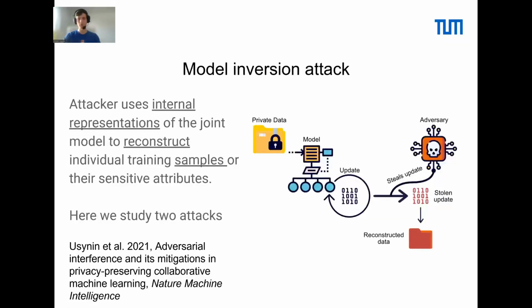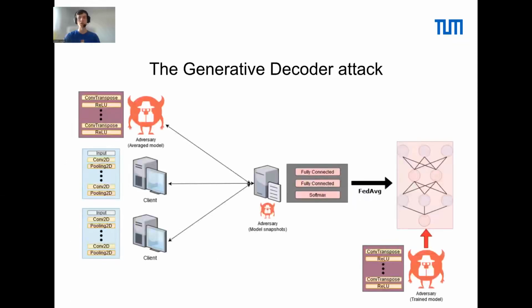In this work, we consider two different variations of the model inversion attack. What the model inversion attack does is capture some internal representation of the trained model, or the model in training, and leverage this information to reconstruct certain sensitive information about the training data. The first implementation is the generative decoder attack. This was originally used as a collaborative inference attack. We've also modified the threat model to potentially include the aggregation server in federated learning.